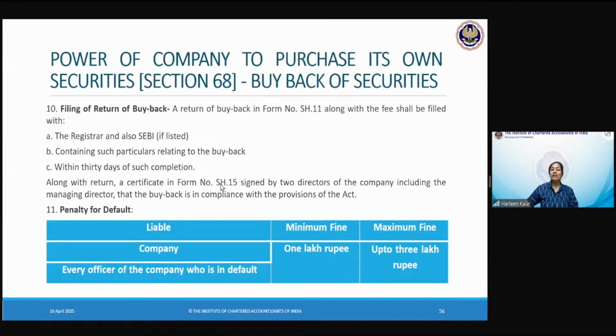Along with the return, a certificate in SH15 will also be signed by 2 directors, one of them the managing director, that the buyback is in compliance with the provisions. And if you make any default in buyback, then a minimum 1 lakh to maximum 3 lakh rupees penalty will be charged. Section 67 was the most harsh section, with penalty going up to 25 lakhs and imprisonment. Here there is no imprisonment, only 1 lakh to 3 lakh, which was also in the previous class. We did a similar penalty. So mark these penalties which are the same in different sections. You can mark them in the same highlighter so that you remember.